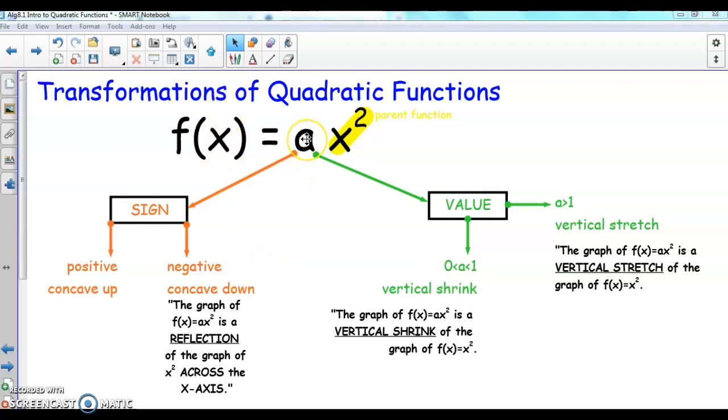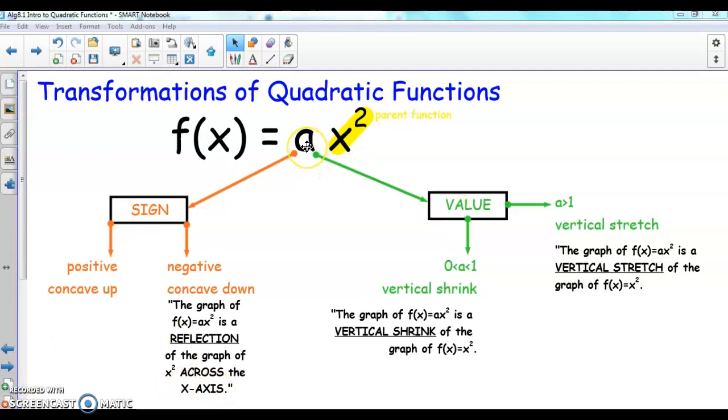The first thing you're going to look at is the sign. Is a positive or negative? If a is positive, you know your parabola is concave up, meaning it's opening upward. But if a is negative, then your parabola is concave downward. So if a is negative, we say that the graph of f of x is equal to a x squared is a reflection of the graph of x squared across the x-axis.